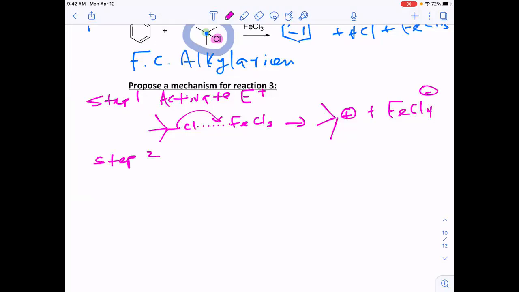Nucleophile attacks. All right, so the ring is going to be the nucleophile, and let me erase that. So it's not a radical. The ring is going to attack that carbocation.